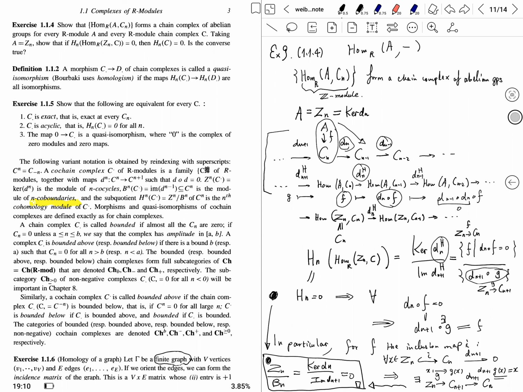Suppose you already know this quotient is 0, which means every morphism f killed by dn could be written in the form of dn+1 composed with some g. And in particular, this implies that Zn/Bn is 0, because what does it mean to say any kernel element is in the image? It means that if you have an element in Cn that is mapped to 0 under dn, you want to show that there exists an element in Cn+1 that is mapped to this element in the kernel under dn+1. How can we show that?